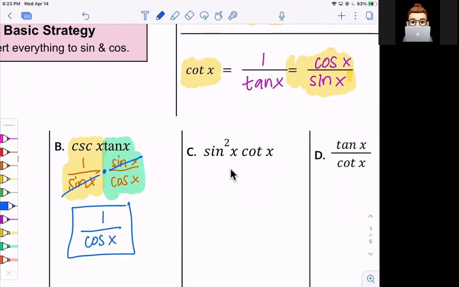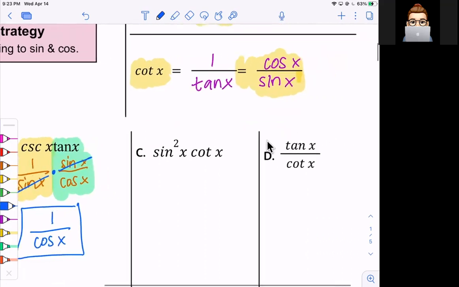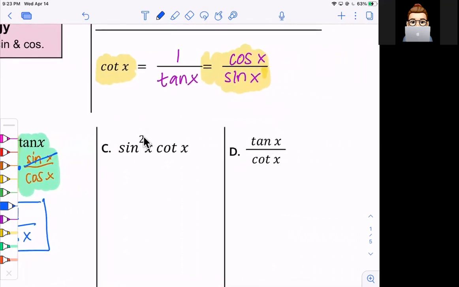All right, let's take another look. Let's look at C. When it says squared here, what it really means is there are 2 sine x's. So I'm going to write out both of them: sine x times sine x. So sine squared x is being multiplied times cotangent x. Remember, cotangent is the opposite of tangent, so it's cosine over sine. So I would have here cosine over sine.